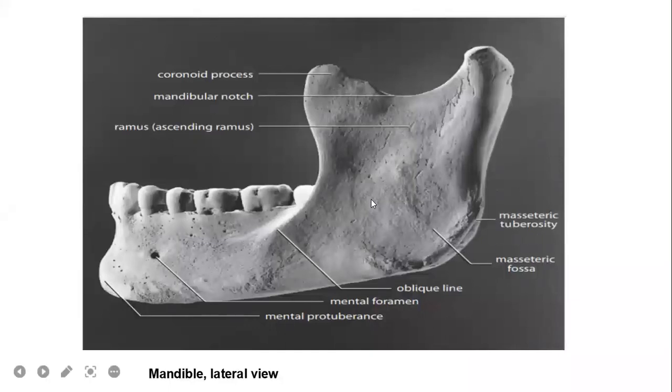So we definitely have those structures, and I think we've been able to master them because I've been repeating them time to time. So the ramus, mandibular notch, coronoid process, masseteric tuberosity, masseteric fossa, oblique line, mental foramen, and finally the mental protuberance at the anterior aspect.